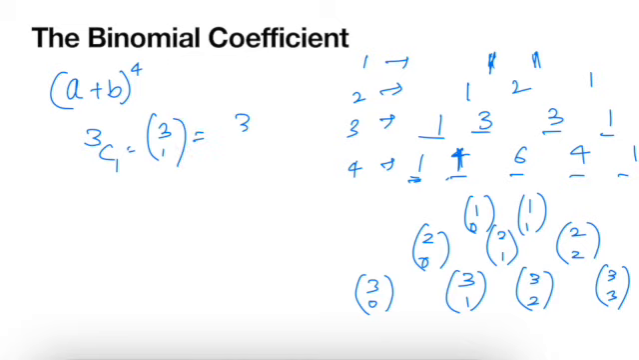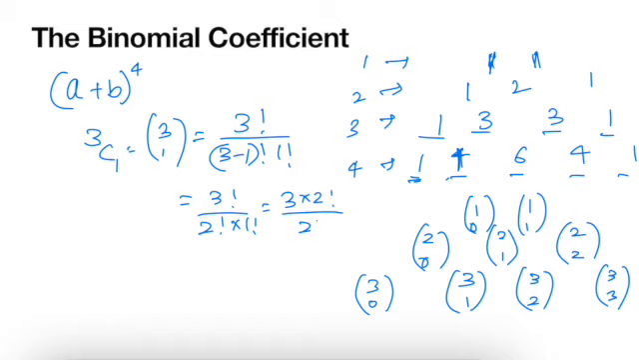It's nothing but 3 factorial divided by (3 minus 1) factorial into 1 factorial. You can watch my combinations video to understand how to do this. So this will become 3 factorial divided by 2 factorial into 1 factorial, which is 3 into 2 factorial divided by 2 factorial. It's 3. So 3C1 is nothing but 3. If you calculate all of these values, you will get the values in the Pascal triangle.